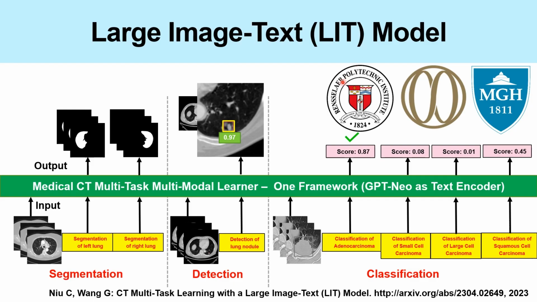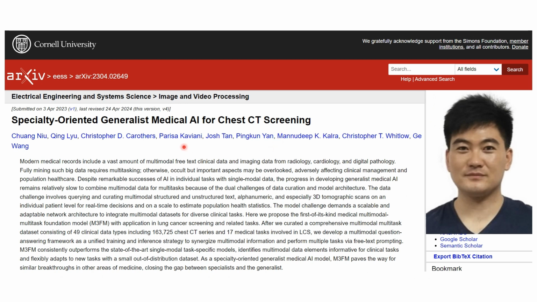An earlier version of this work was reported in the aforementioned Yale Deep Recon workshop, and we have an associated arXiv paper. At that time, the title was Multitask Learning with Large Image Text Model. And now we changed the name to M3FM. This is the latest version of the arXiv paper, and it is fairly long, with all the details in it. The first author is Dr. Chuang Niu, and he has the major credit for this work.